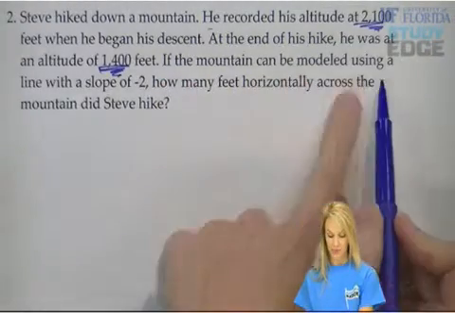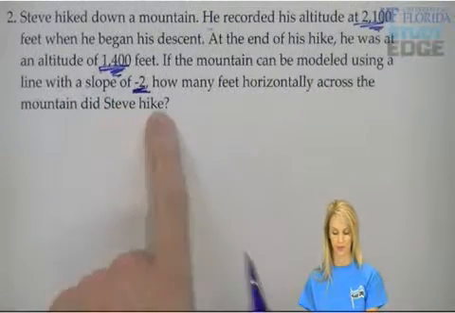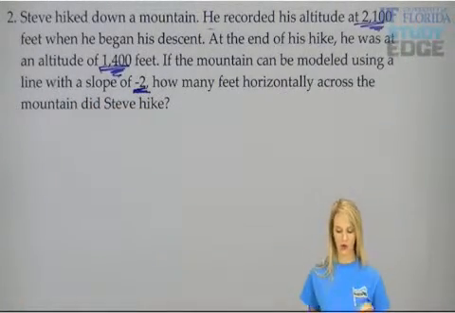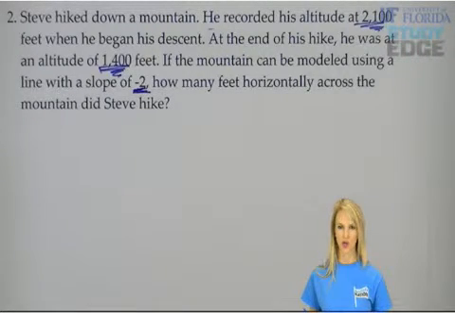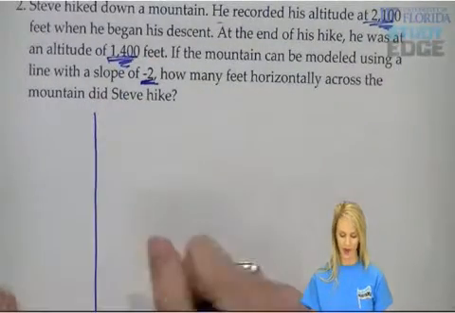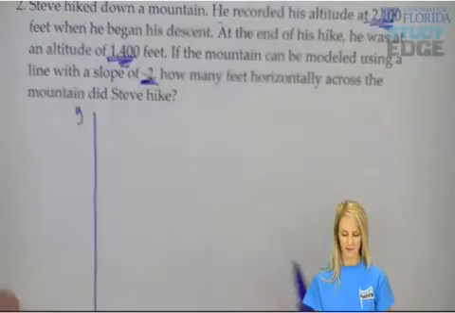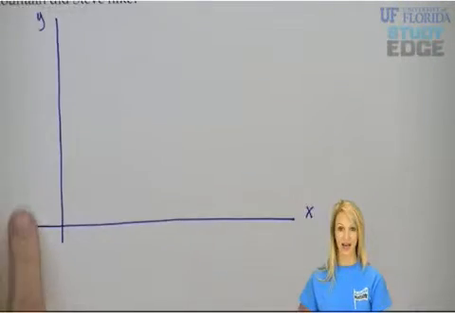Now, if the mountain can be modeled using a line with a slope of -2, that's important. How many feet across the mountain, horizontally, has he gone? Well, let's think about what this is going to look like on a graph. We've got our graph, with our y-axis and our x-axis.